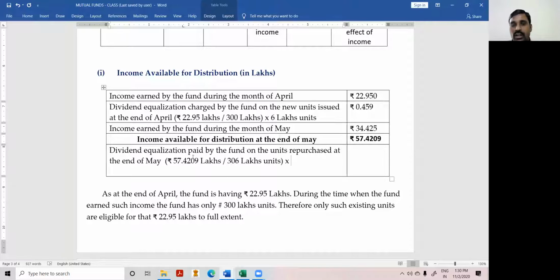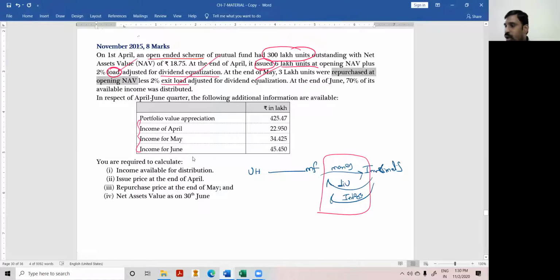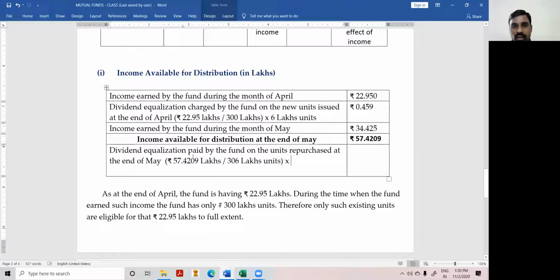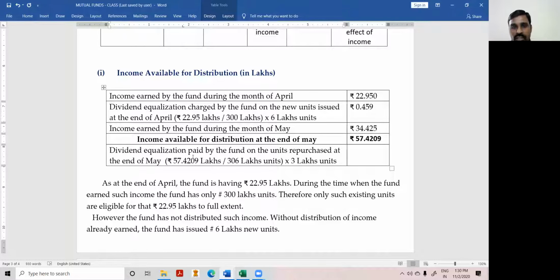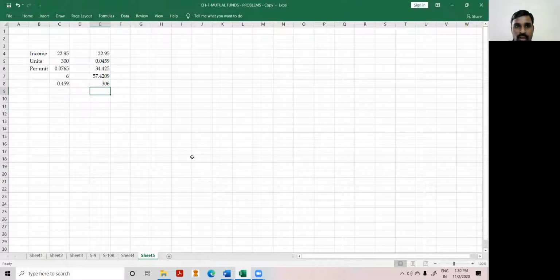Into how many units are we redeeming? Look at the question. We are redeeming 3 lakhs units. Therefore, into 3 lakhs units. This is the amount you have to charge. 57.4209 divided by 306 into 3. This is the per unit amount eligible.